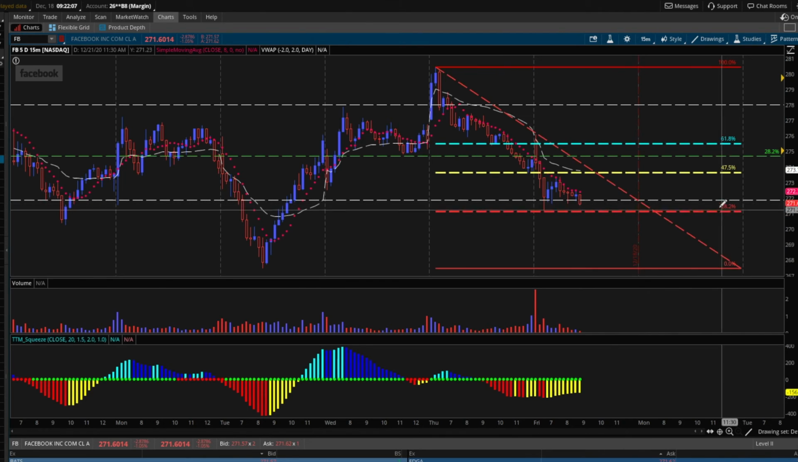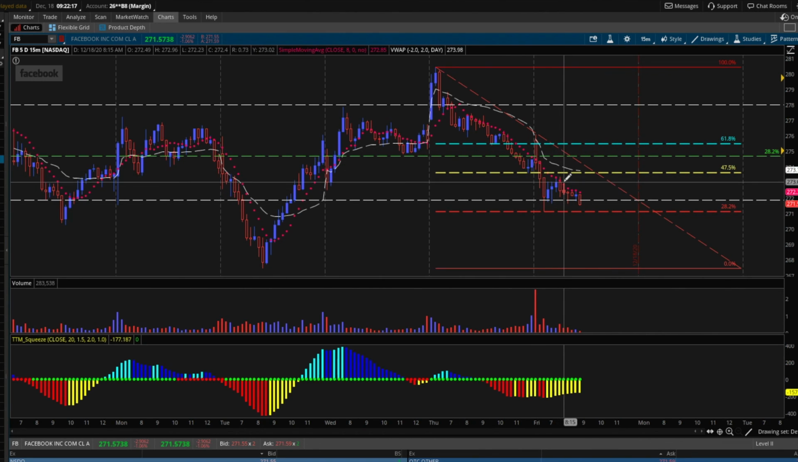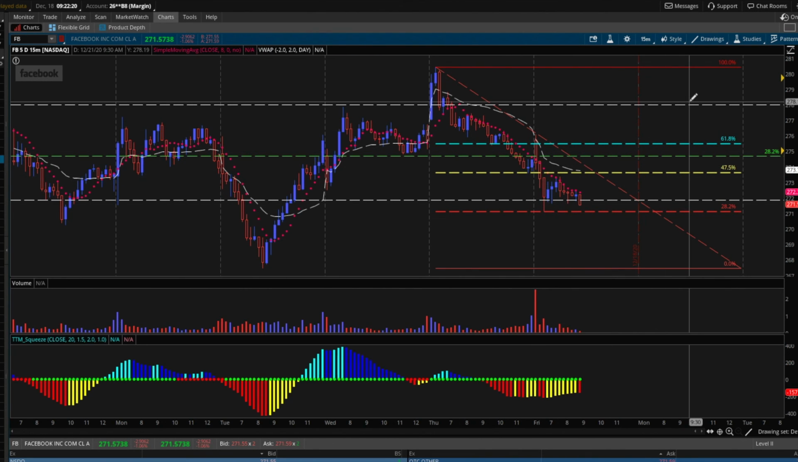So I find that useful for finding places for a bounce on retracements and looking for points of resistance on extensions. Or if you have a back test of a 28.2 on an extension, that can be good too.